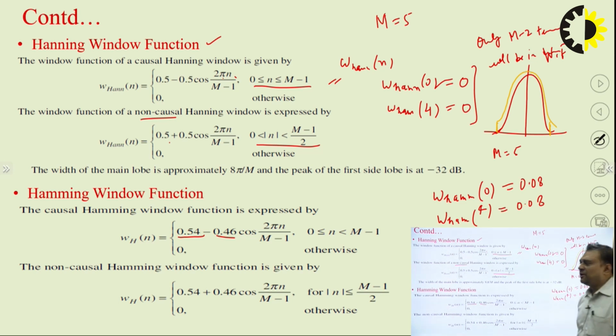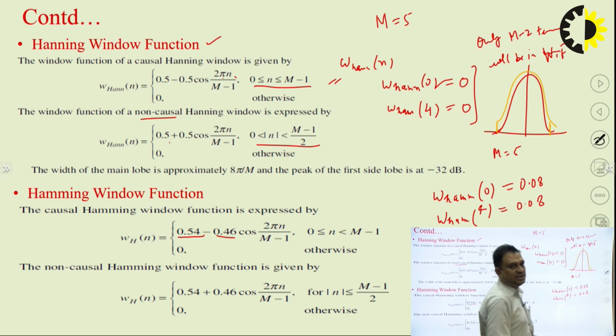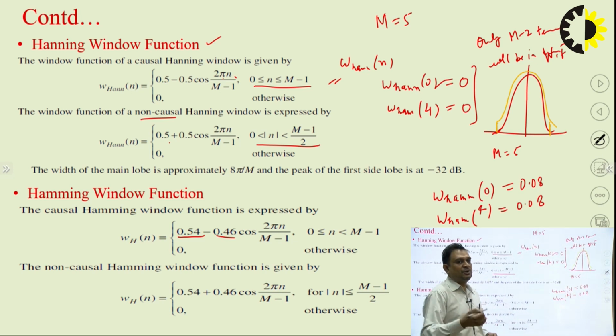So these are the window functions defined by various scientists, like Hamming and Henning. Now when we are using this type of window function, we will see that the results are somewhat improved. Result in terms of what? Result in terms of side lobes, a lesser number of side lobes.